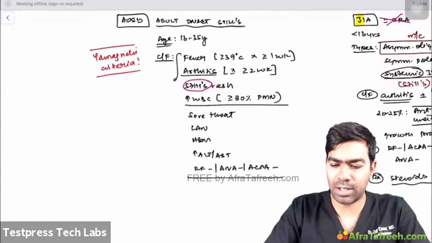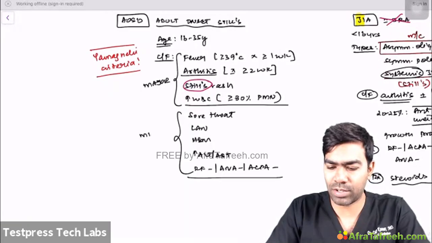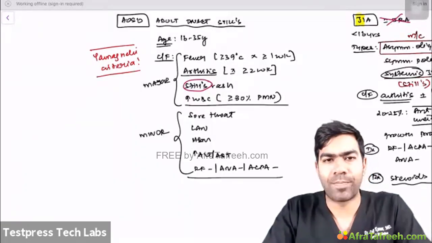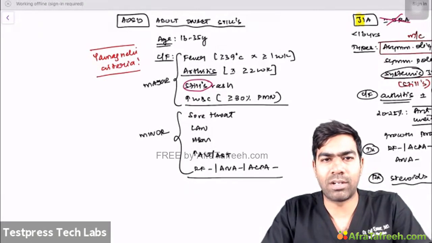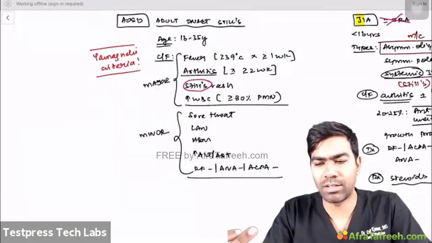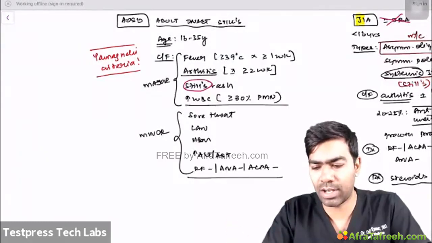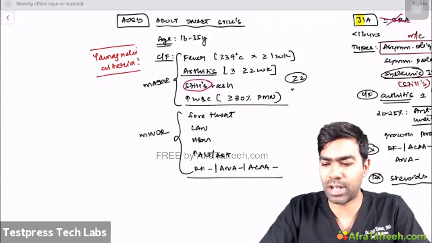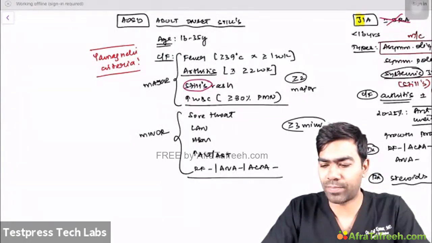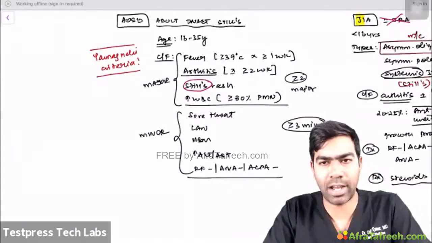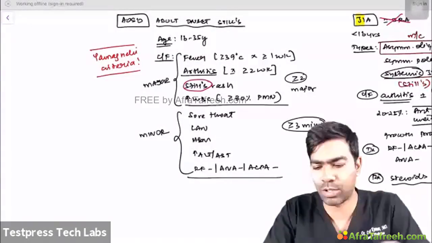Remember, these are the major diagnostic criteria for AOSD, and these are the minor diagnostic criteria for AOSD. They're telling us the diagnosis can be established if there are at least 5 criteria overall among the major and minor, or at least 2 major criteria plus 3 or more minor criteria. It's been said that you can make a diagnosis, but still you have to rule out the other possibilities before that.